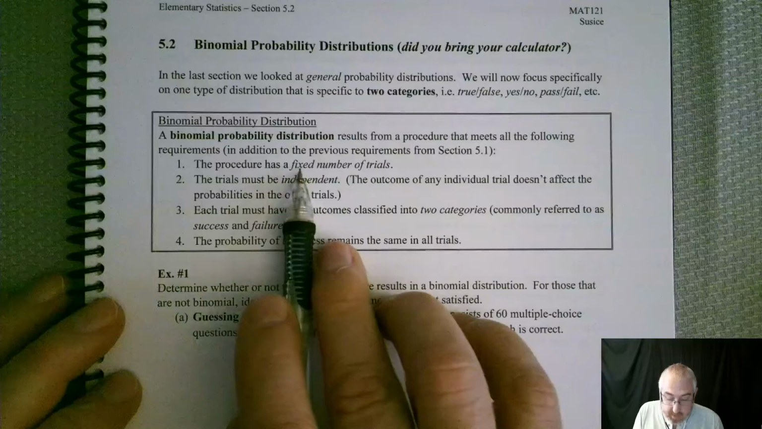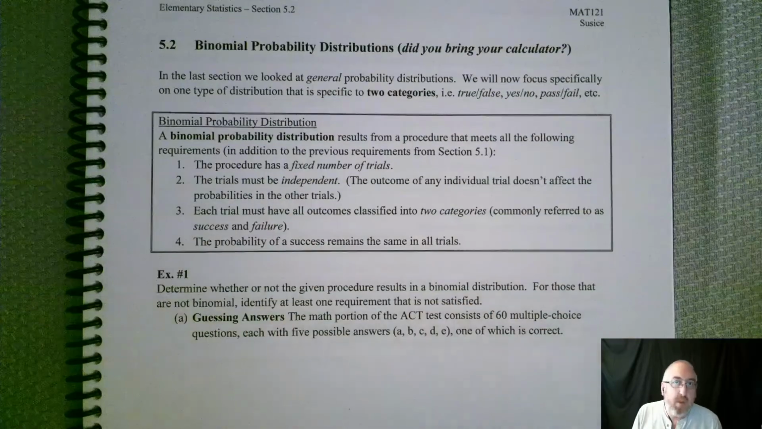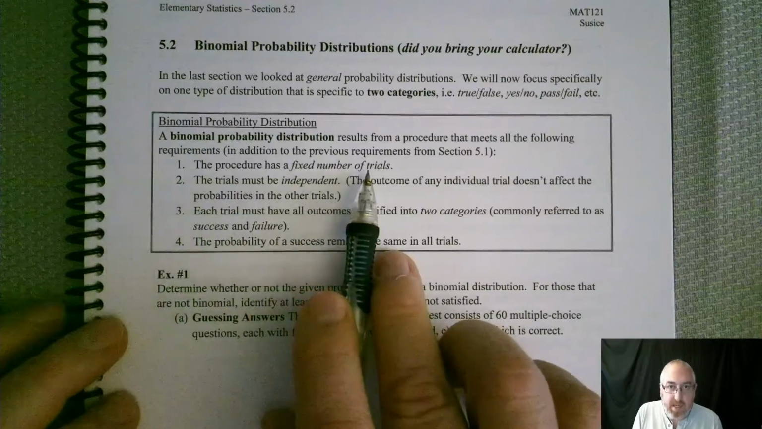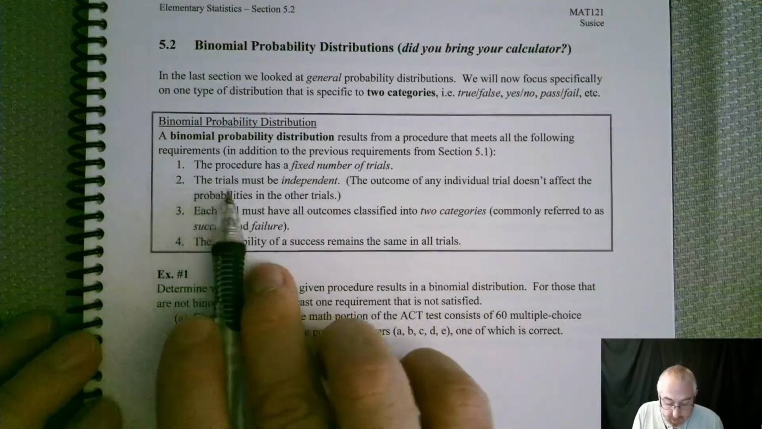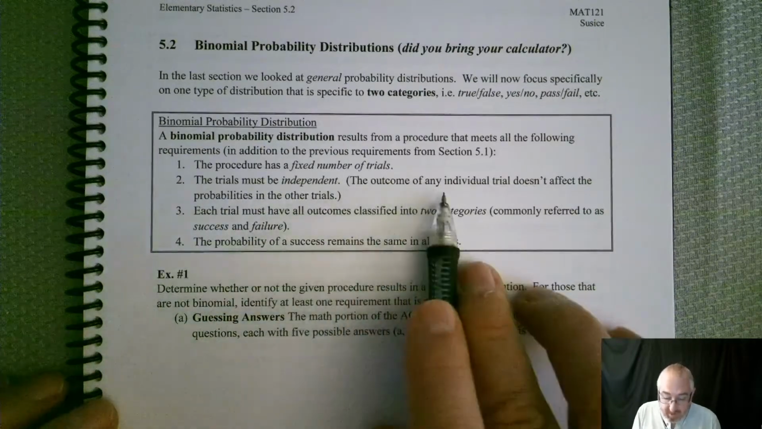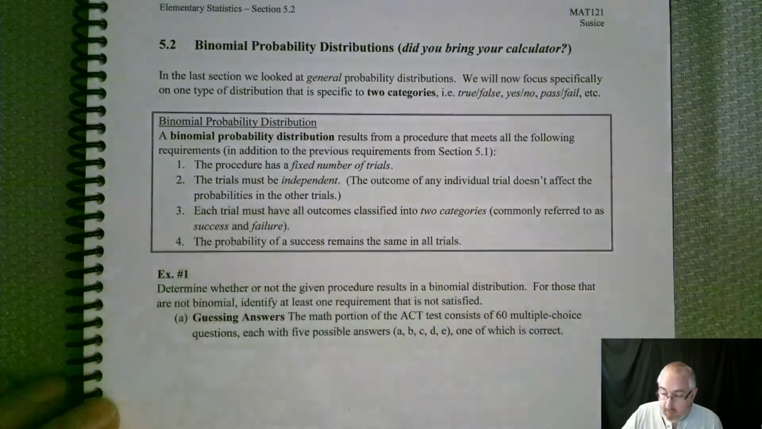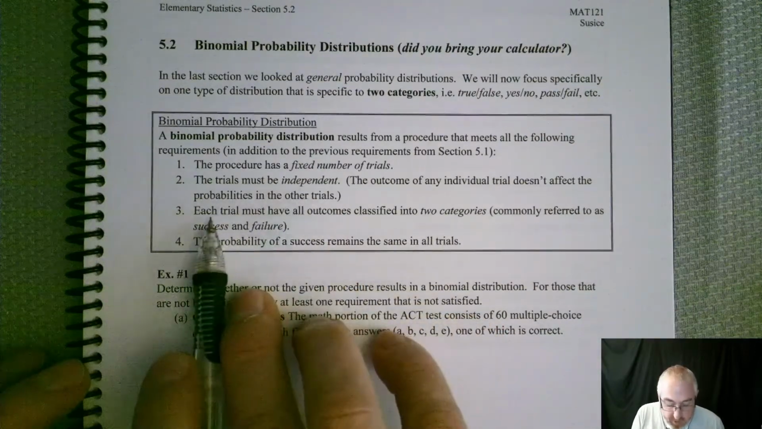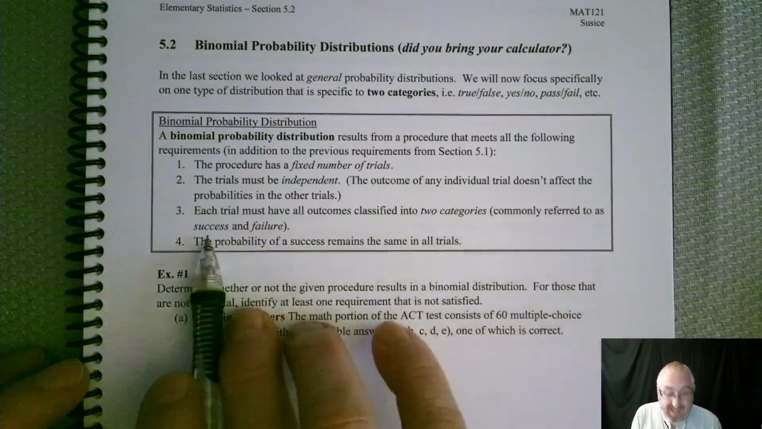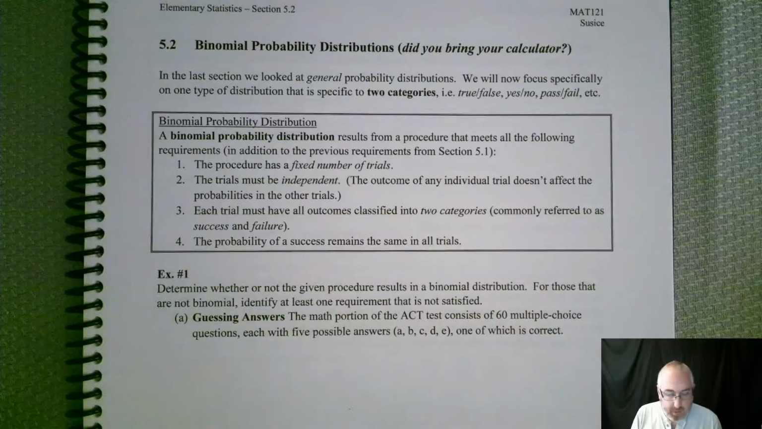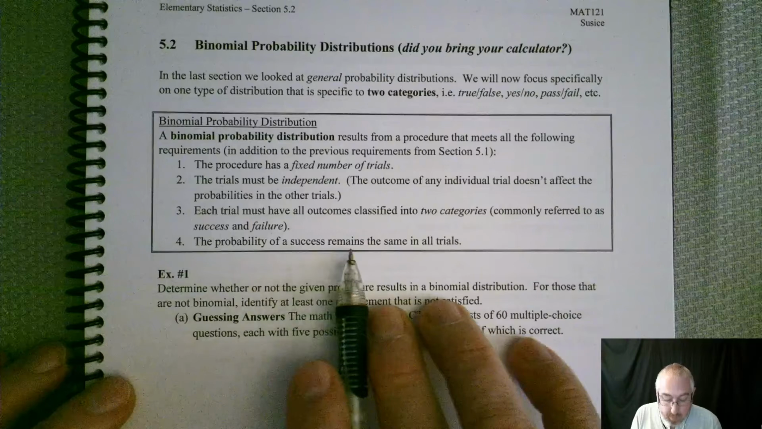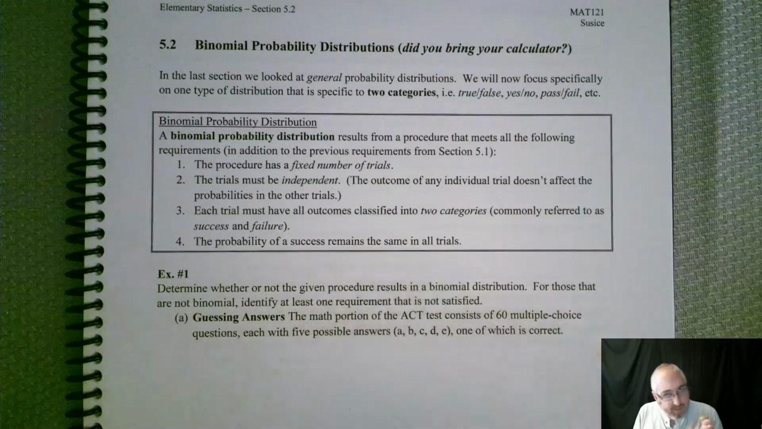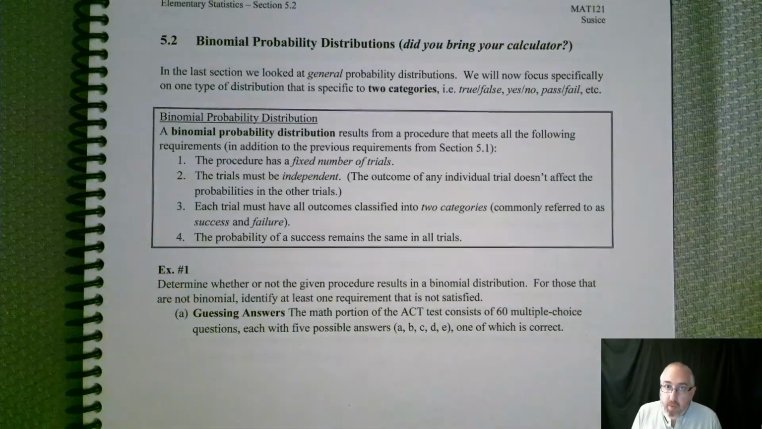Okay, so the first one is the procedure has a fixed number of trials. That one is usually a pretty easy one to satisfy. You're only going to do something a certain number of times. The second one, the trials must be independent. So the outcome of any individual trial doesn't affect the probabilities in the other trials. So that's an important one as well, and we'll see how that works in an example. Third, each trial must have all outcomes classified into 2 categories commonly referred to as success and failure. So again, 2 categories, we already talked about that. The fourth one, the probability of a success remains the same in all trials. Now that one's a little bit harder to ensure, but we'll see that is dependent upon the particular problem. All right, so those are the conditions we're looking for.